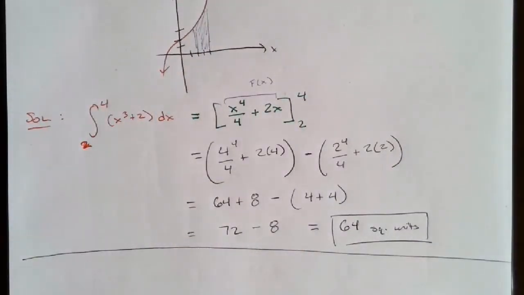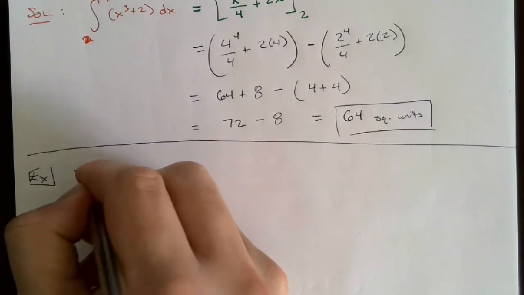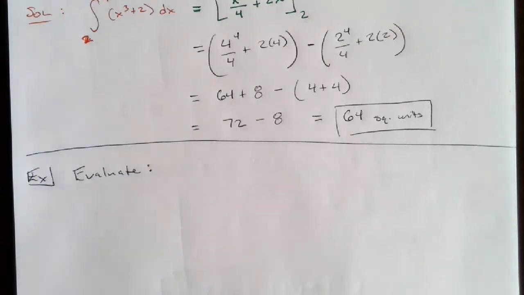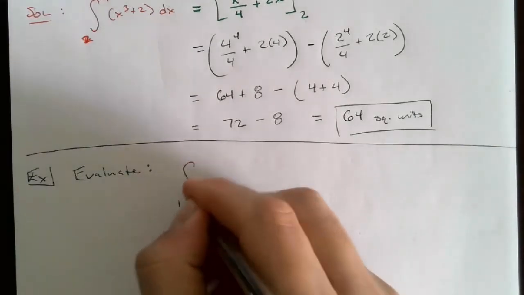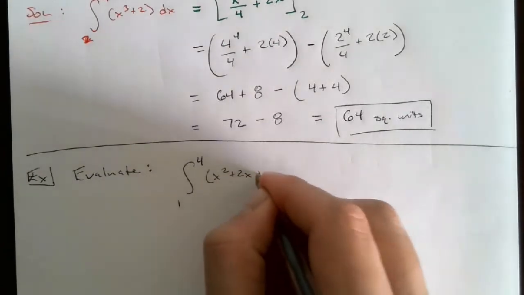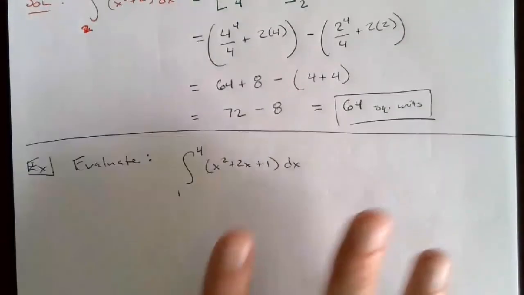If I said to evaluate, so that was looking at the area under the curve. Sometimes you'll just be asked to evaluate the definite integral, and you do the same thing. It's just a matter of understanding that it's not always going to be the area under the curve if it's not over a positive value. So if it doesn't say the area under the curve, we're not going to even talk about the units being squared. But if I said to evaluate this integral from 1 to 4 of x squared plus 2x plus 1 dx, alright, so we're just going to evaluate this. I'm not asking you about the area right now.